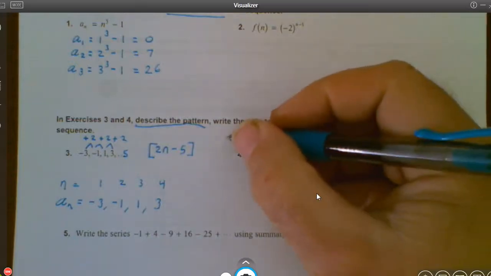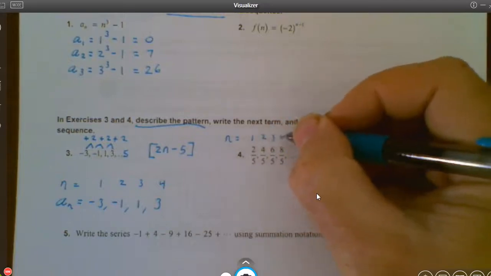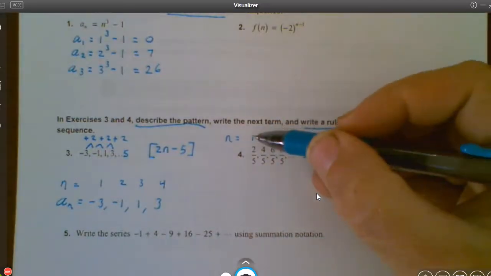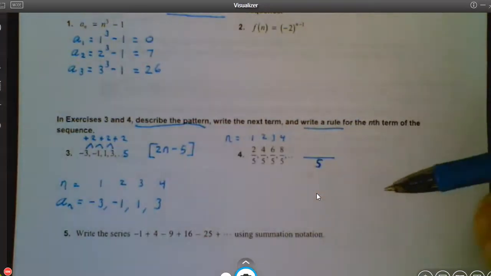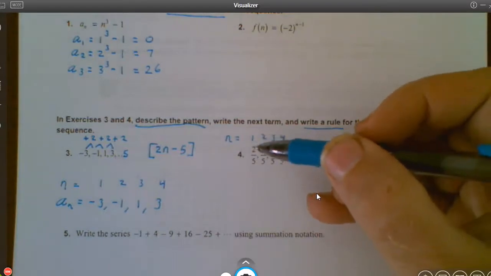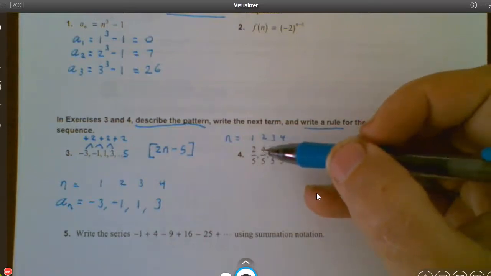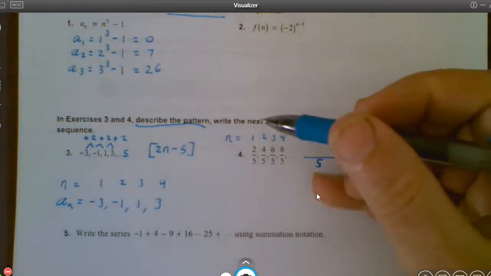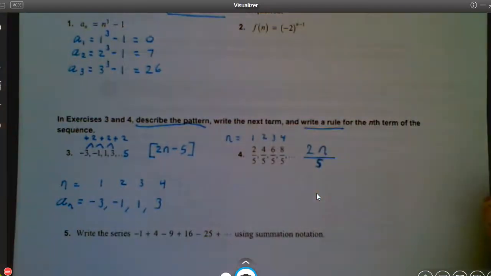Again, the way you have to look at it is, that's my first term, second term, third term, fourth term. So what am I doing to 1 to get 2? What am I doing to 2 to get 4? What am I doing to 3 to get 6? And this is one I think you guys should be able to figure out. Hopefully you can see that I'm multiplying by 2 every time. 2 times 1, I get 2. 2 times 2, I get 4. 2 times 3, I get 6. So I'm taking my n value and multiplying it by 2. And so that would be my rule for this sequence.